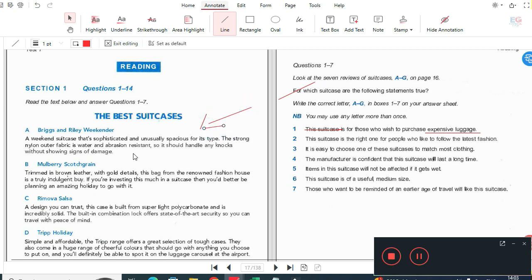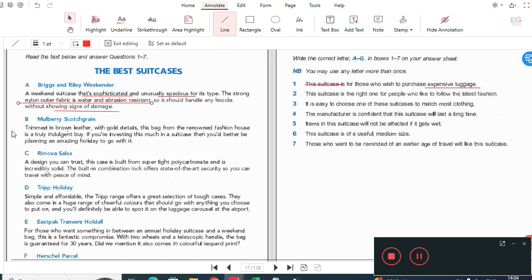Let's read from the first one. Strong nylon of storage should handle any knocks without showing signs of damage. Sophisticated, spacious, strong nylon, outdoor, water resistant. Okay, so it is not found in paragraph number 1. Then we move to the next one.